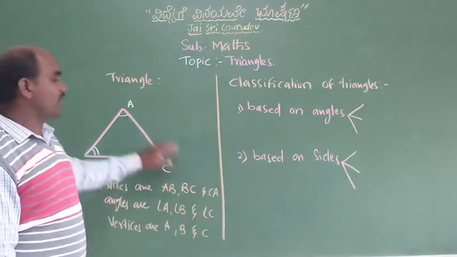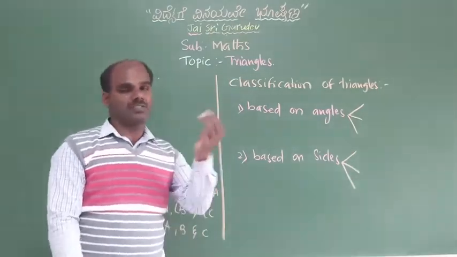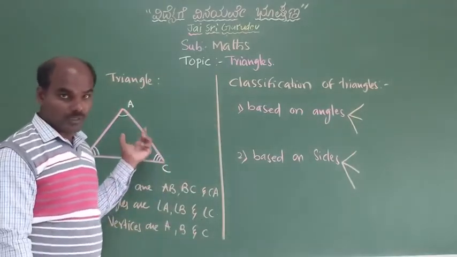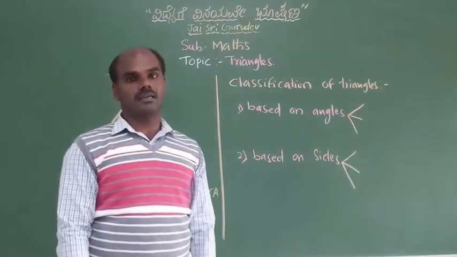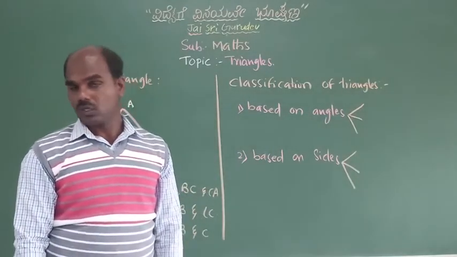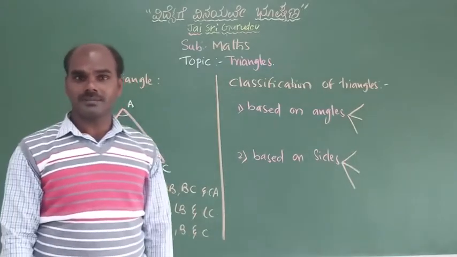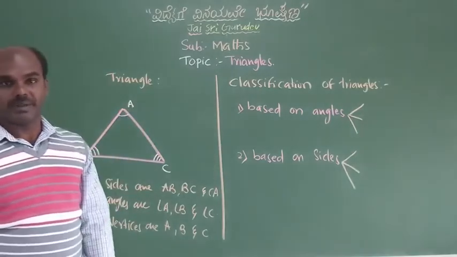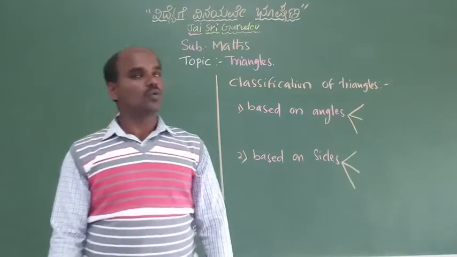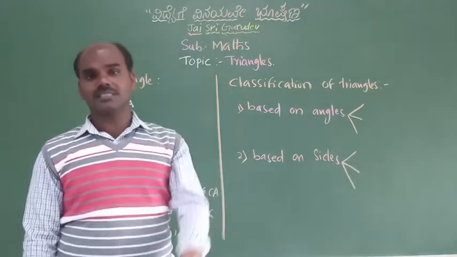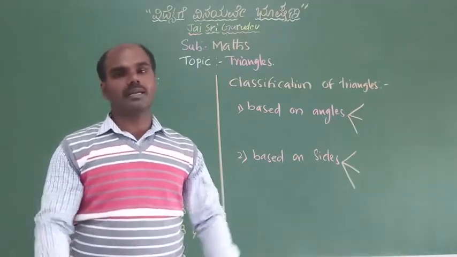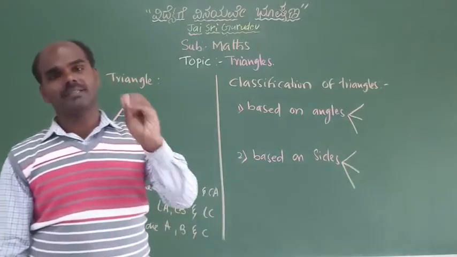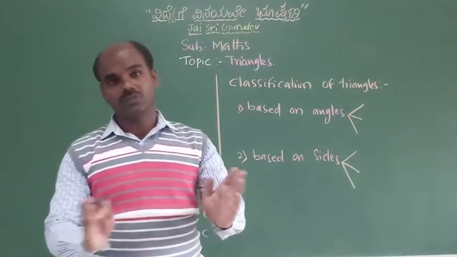Yes or no, children? So a triangle forms three angles. What is the sum of the three angles of a triangle? Yes, that is 180 degrees. It means the sum of the three angles of a triangle is 180 degrees. If you get more than 180 degrees, a triangle cannot be formed. If you get less than 180 degrees, a triangle cannot be formed either. It can be an open figure only, not a closed figure.